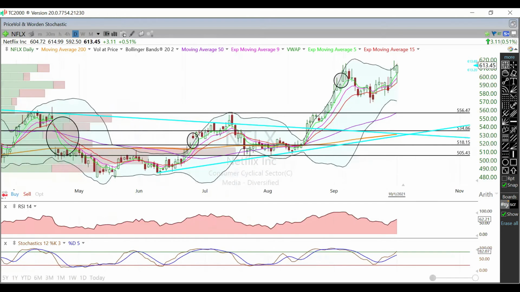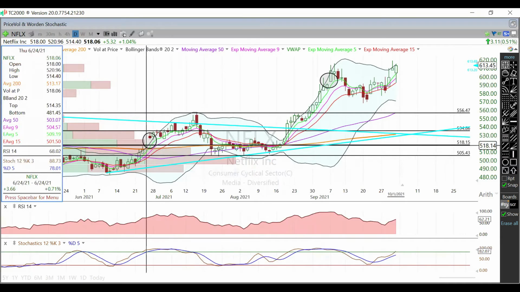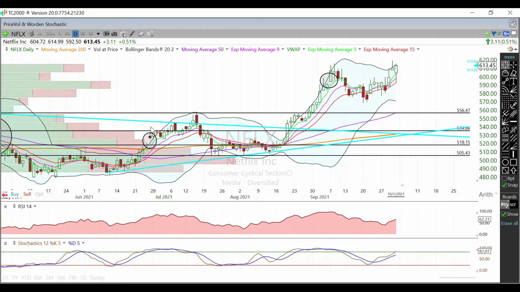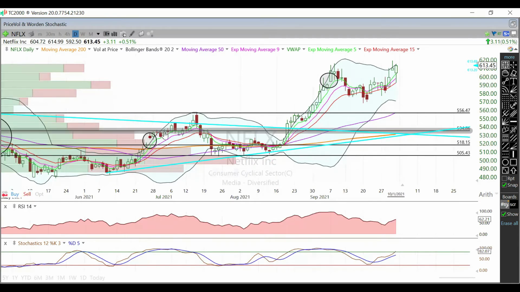Now, if we go here at the end of July, you can also see we had a little gap here as well. We closed the day right at 518, and then we opened the next day right at 529. So pretty large gap up that we had, even though this is a red candle on the day. A lot of times that does happen.